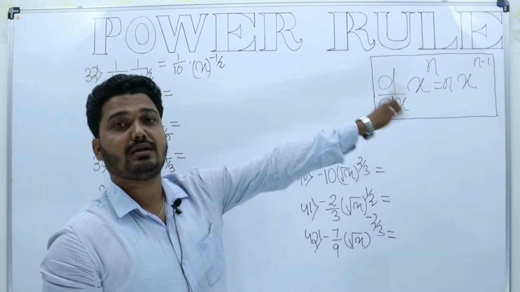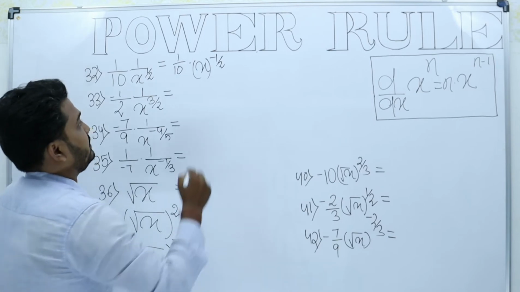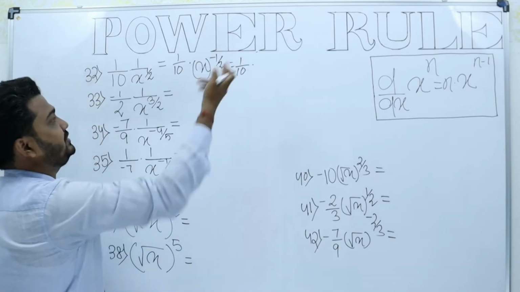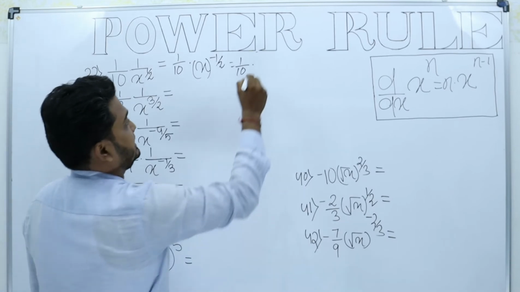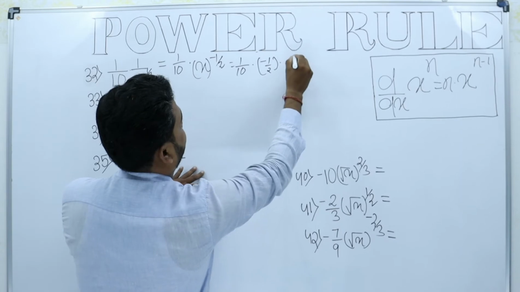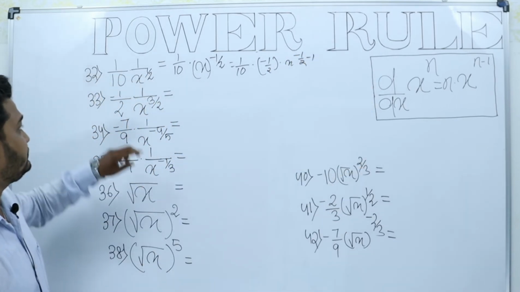According to the formula, in the next step, we will write minus 1 by 2 x to the power minus 1 by 2 minus 1. So 1 by 10 remains same. X to the power minus 1 by 2 is written as minus 1 by 2 into x to the power minus 1 by 2 minus 1. That can be solved in the next step.